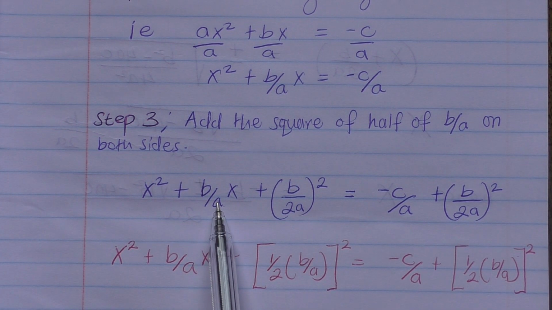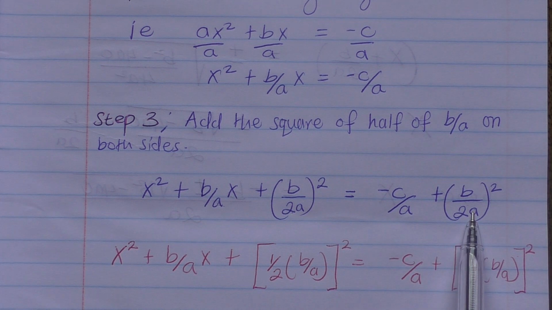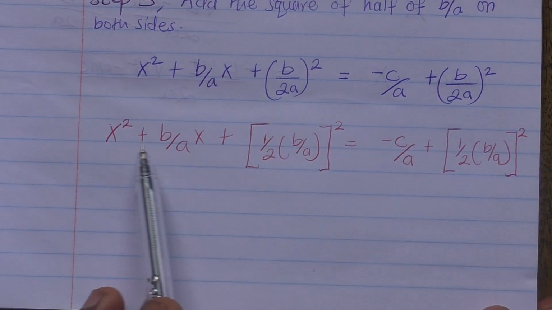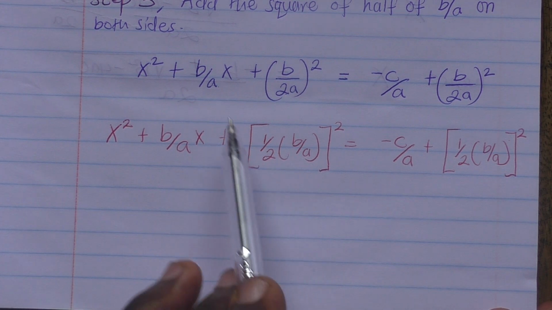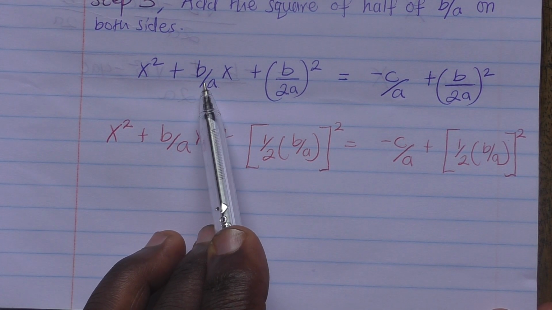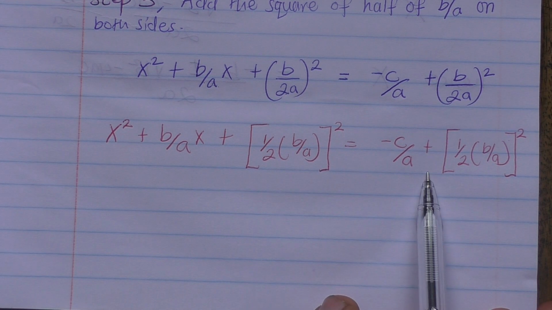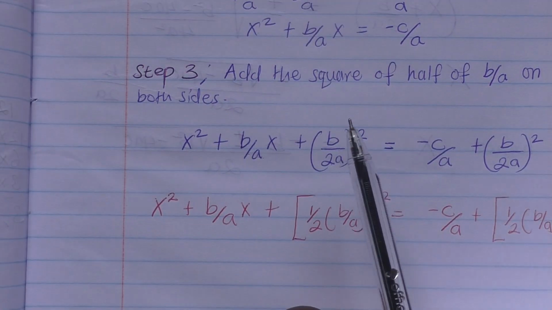A half of this gives us b over 2a. We square it and add on both sides. That's how we shall do it. This is x squared plus b over a x plus a half of this, but squared, added on both sides. That is our third step. We come to step 4.